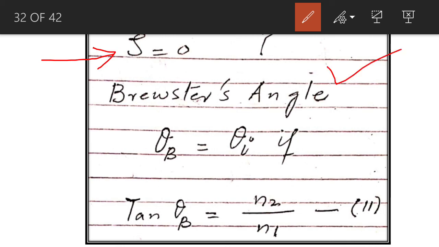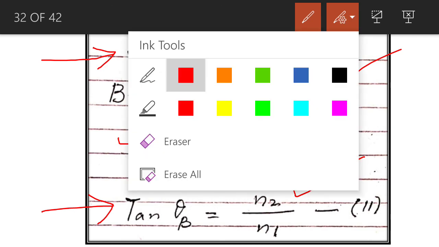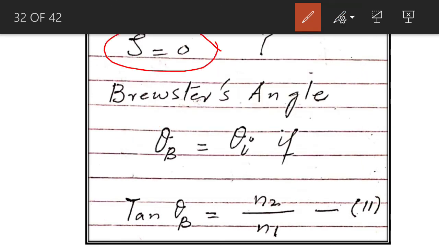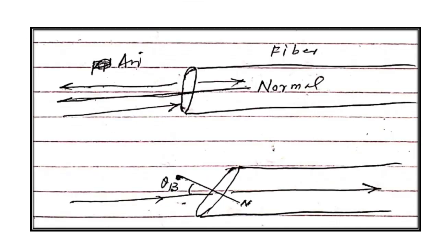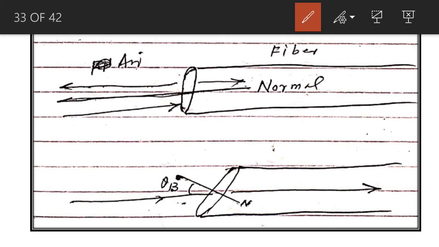There is an angle which is known as Brewster's angle. The Brewster angle is represented by theta b. So if tangent of theta b is equal to n2 by n1, then this rho will be equal to 0. Rho will be equal to 0 if tangent of this angle theta b is equal to n2 by n1. So under this particular condition, rho will be equal to 0. There will be no reflection loss. Right?